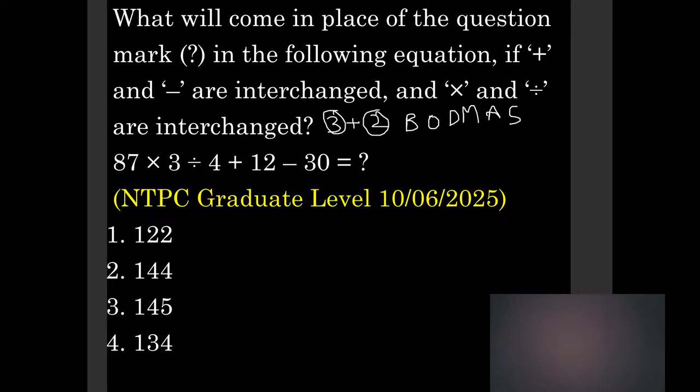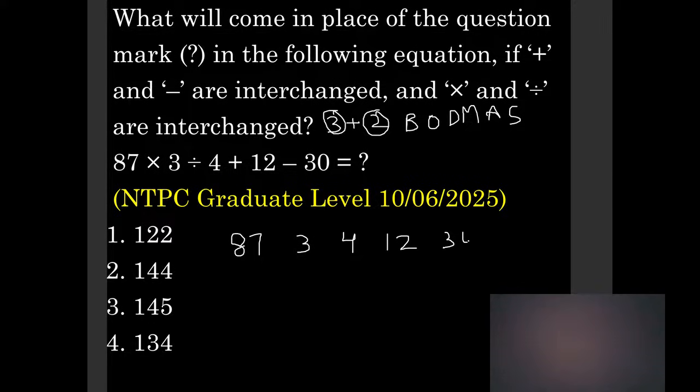Coming to the first one, they said that plus and minus are interchanged. First I am writing all the numbers given in the question. I'm not taking symbols, I'm just taking numbers: 87, 3, 4, 12, and 30. These are the numbers given.